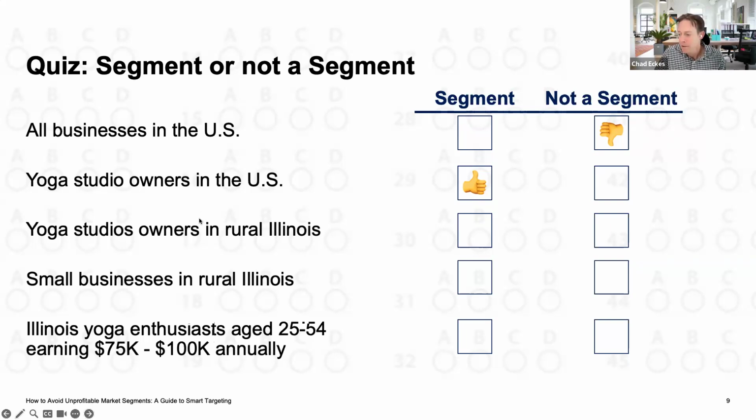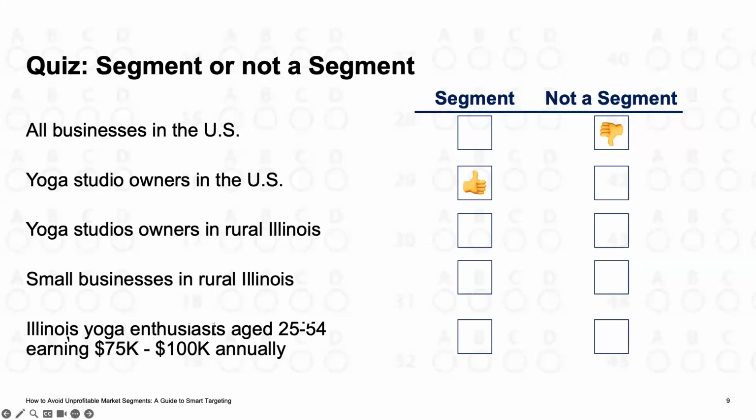Let's see. How about Mehdi? Mehdi, are you there? Yes, I am. All right. How about yoga studio owners in rural Illinois? Do you think that's a segment or not? I think it could be a segment. Okay. And why would you say that? Give me a reason.